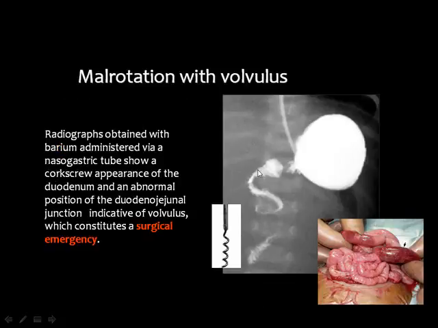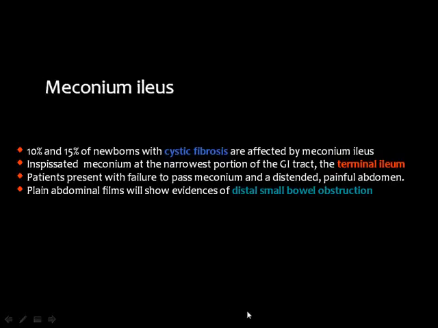And this is a classic appearance of malrotation with volvulus, where you can see the classic corkscrew appearance of the proximal intestinal loops. Then meconium ileus has a good correlation with patients with cystic fibrosis, and the meconium as an inspissated material will obstruct the terminal ileum, resulting in small bowel obstruction.